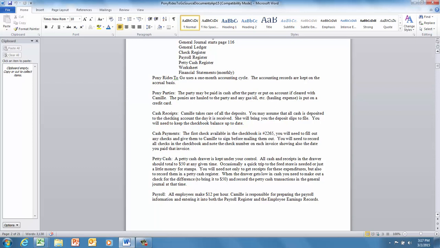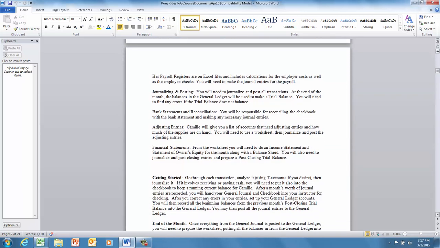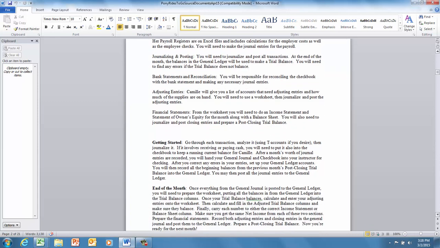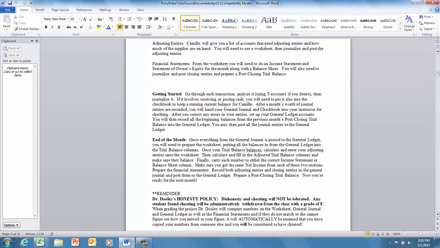The bottom of the page talks about payroll. For this particular project, the employees make $12 an hour, but that's already calculated on the payroll register for you. You need to do the journal entries for payroll. Okay, the top of the next page talks about some of the things that you'll be doing later after you have the transactions journalized and posted. Here are some tips about getting started and the end of the month.